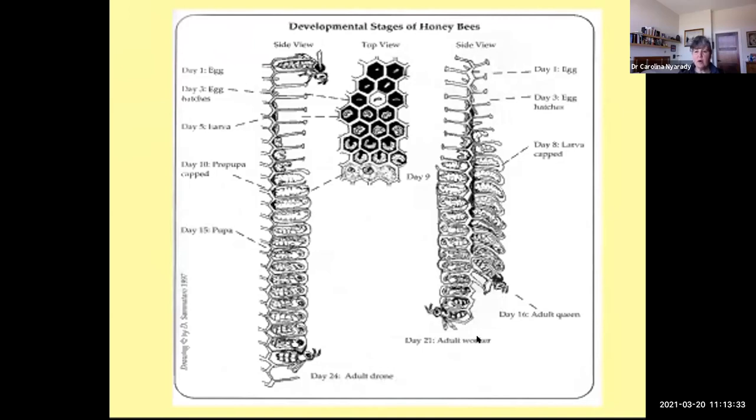The workers are next in line. They're going to take about 21 days on average. I said there's a little variability in those days, but on average 21 days. And of course the drones are little boys, they just take a little longer to get their bodies together. And so we look at around 24 days for them. This is really important for a beginning beekeeper to learn and commit to memory, because as I said, it has a lot of implications in terms of management within the hive itself.